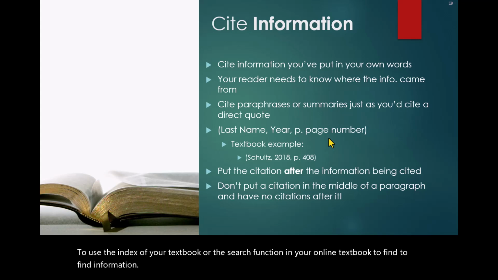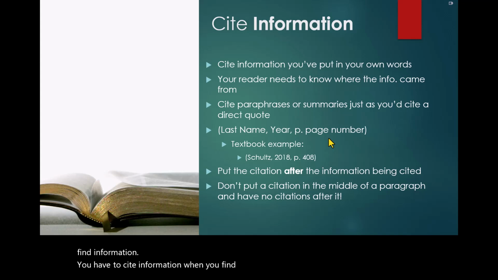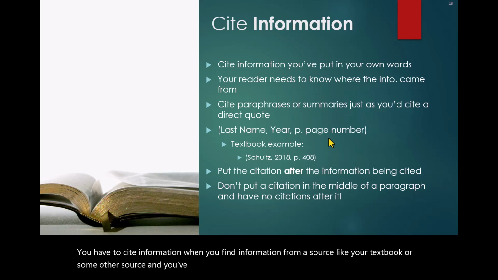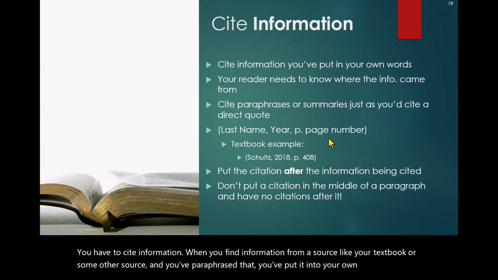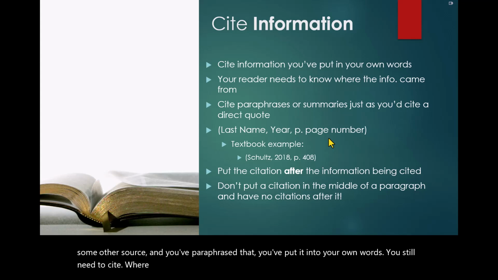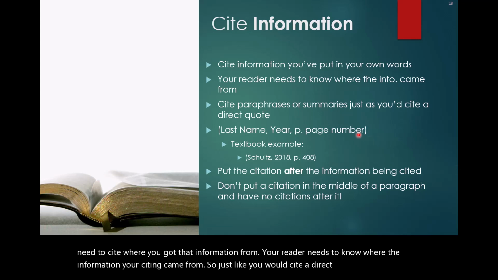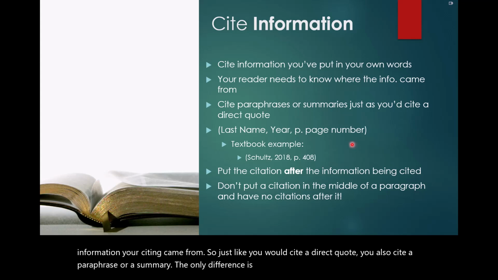You have to cite information. When you find information from a source like your textbook or some other source, and you've paraphrased it, you've put it into your own words, you still need to cite where you got that information from. Your reader needs to know where the information you're citing came from. So just like you would cite a direct quote, you also cite a paraphrase or a summary. The only difference is you're not using quotation marks.